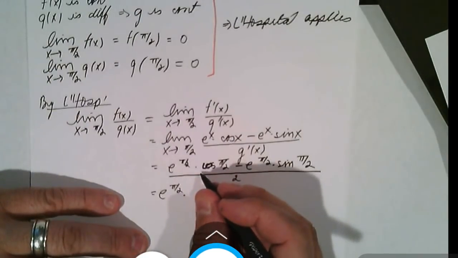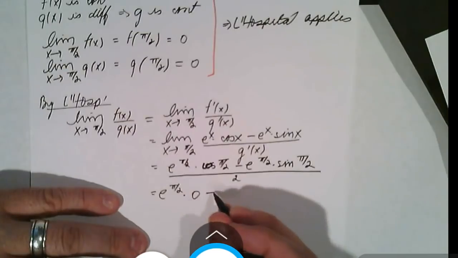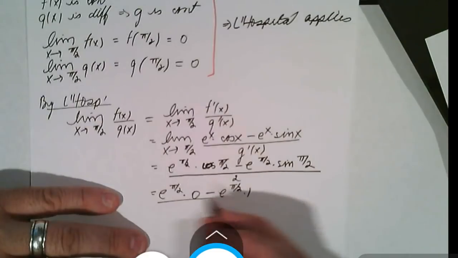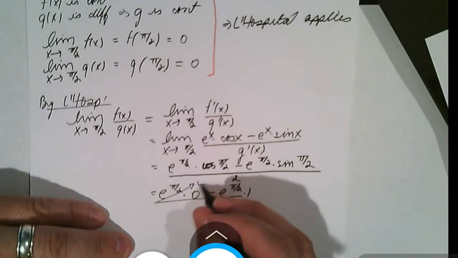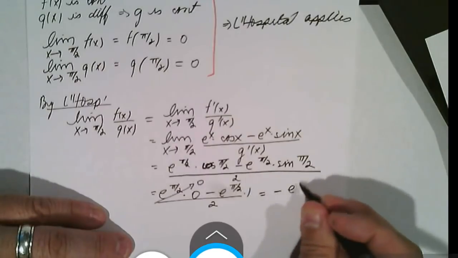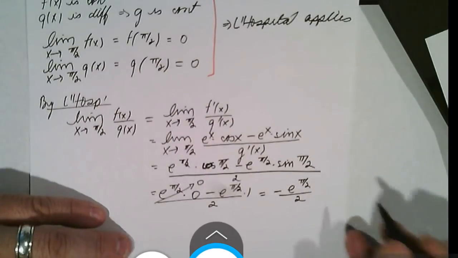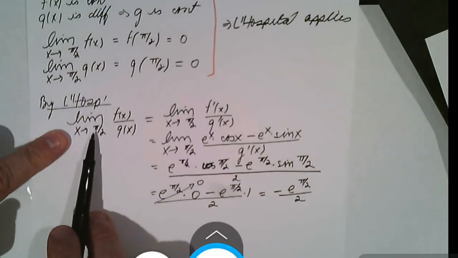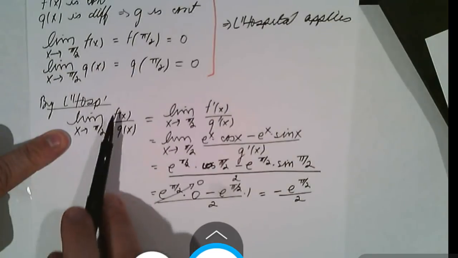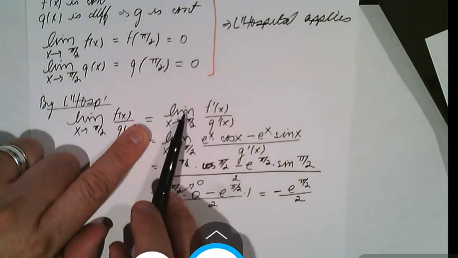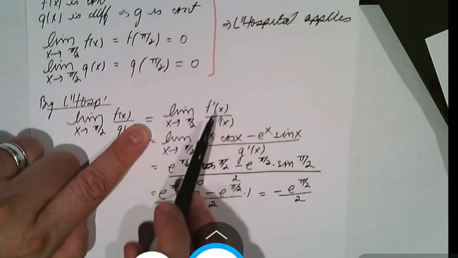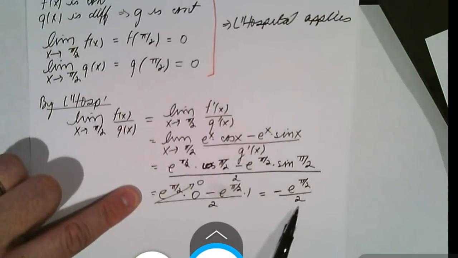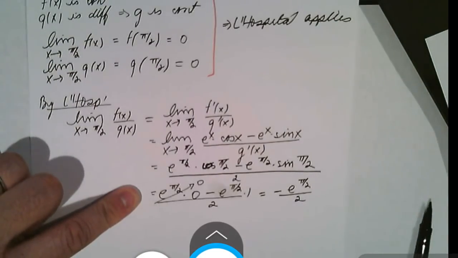The cosine of pi over 2 is 0, minus e to the pi over 2. Sine of pi over 2 is 1, all divided by 2. This first part is 0. You get negative e to the pi over 2 over 2. That's your limit, and your notation works all the way through. Limit as x approaches pi over 2 of f of x over g of x is equal to, by L'Hopital's rule, limit as x approaches pi over 2 of f prime over g prime, which is equal to this, which equals that, equals negative e to the pi over 2 over 2.